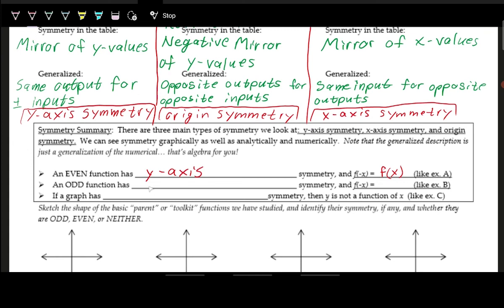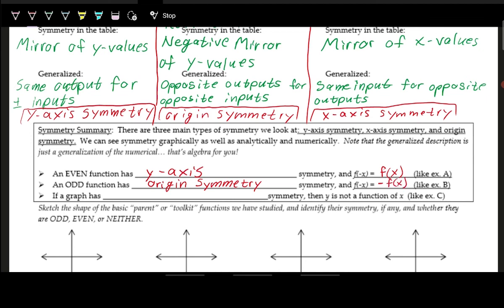For an odd function, this has origin symmetry, which means that if you plug in a negative number, you get the negative output of if you plugged in the positive number.